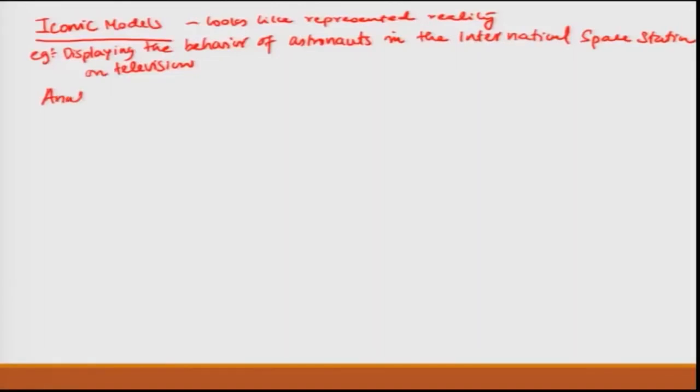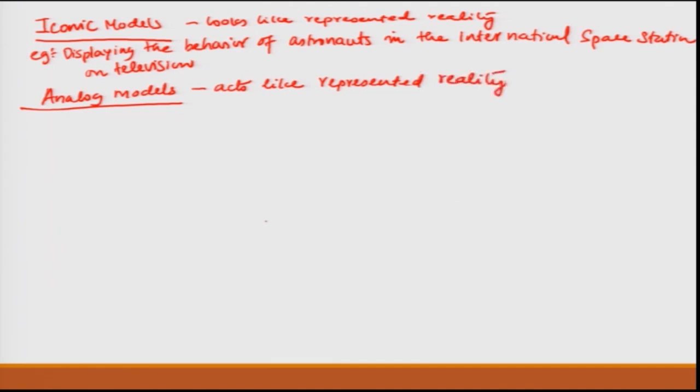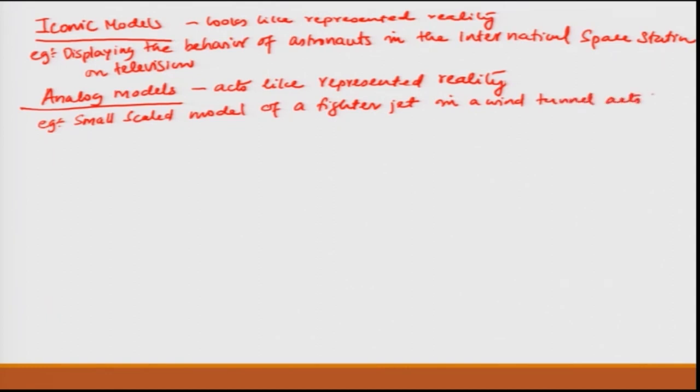Now let us talk about something called an analog model. What are analog models? Analog models act like the represented reality. In the previous case, it looks like the represented reality. In an analog model, it acts like represented reality. An example of this is a small scaled model of a fighter jet in a wind tunnel, which acts like the actual aircraft in flight. So that's what we talk about here in an analog model.